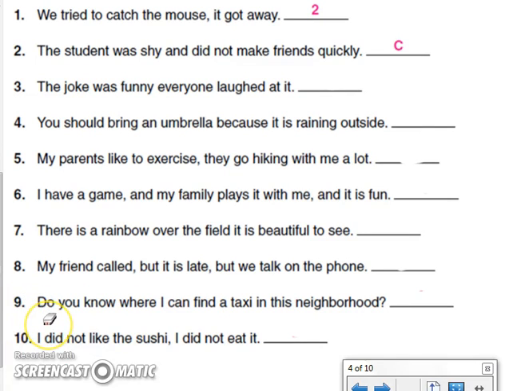Number 9. Do you know where I can find a taxi in this neighborhood? Pause and mark your answer.